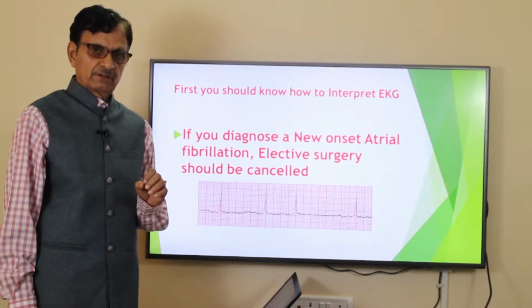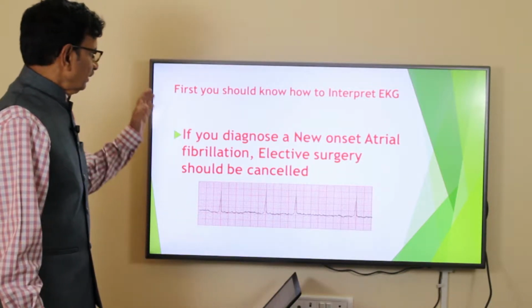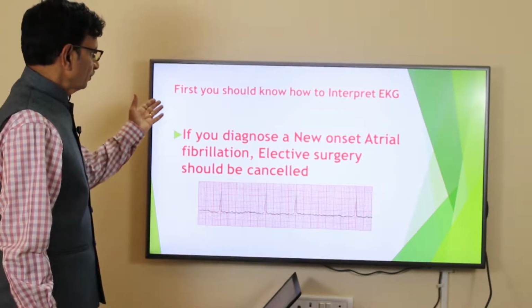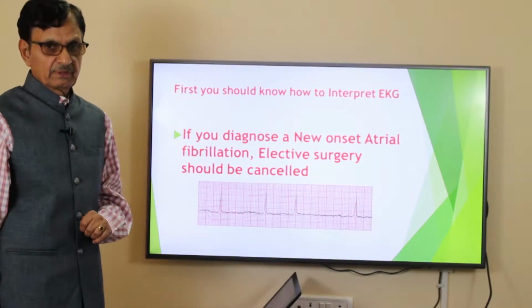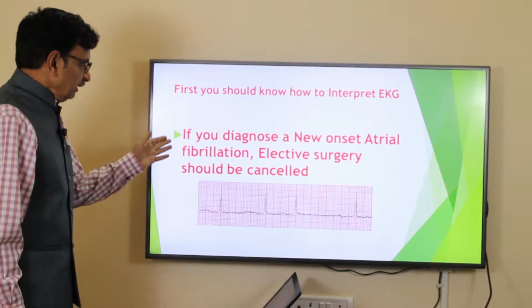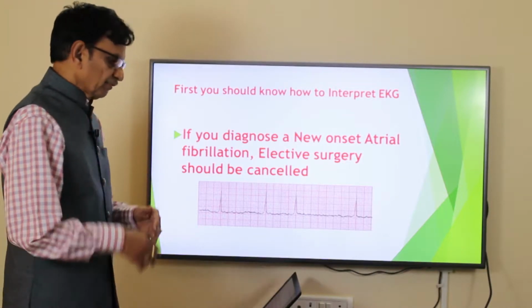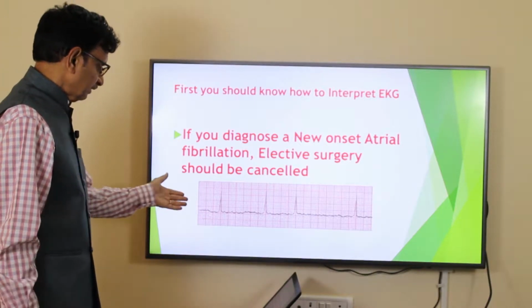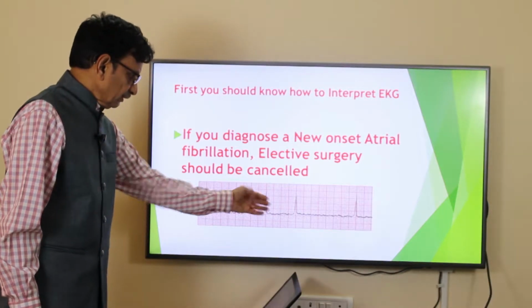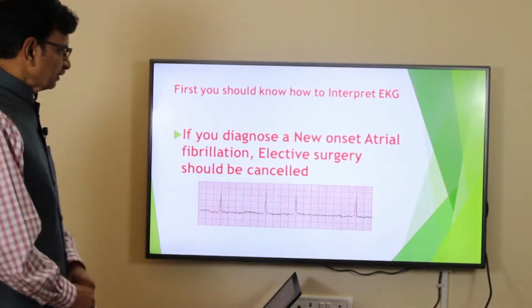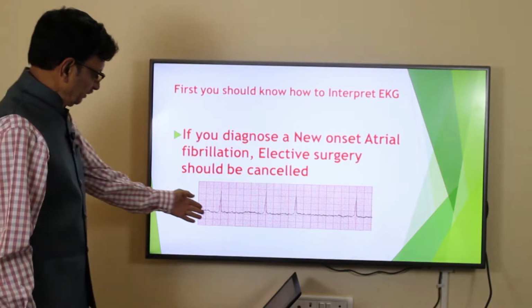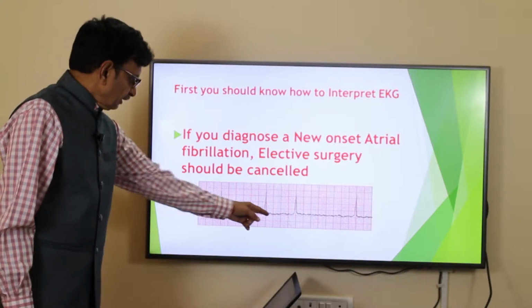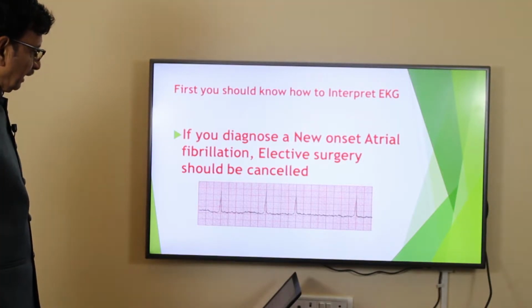If you're trying to decide whether to refer your patient to a cardiologist, first you should know how to interpret the basic ECG. The reason is, let us say you're examining a patient and the patient gives you his EKG, which shows this rhythm, and if you are proficient in interpreting the ECG, I can tell from my experience that it is atrial fibrillation, and this is one condition.